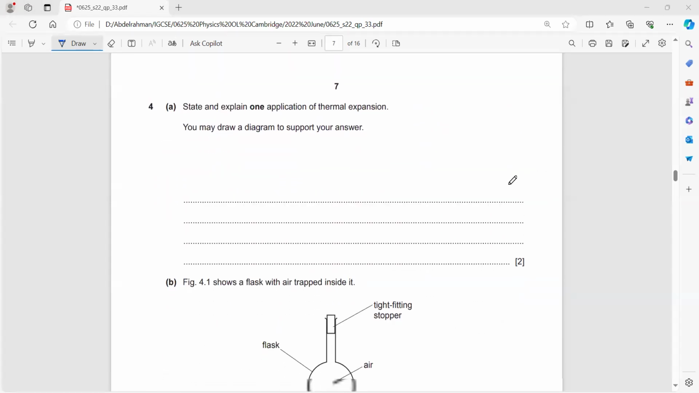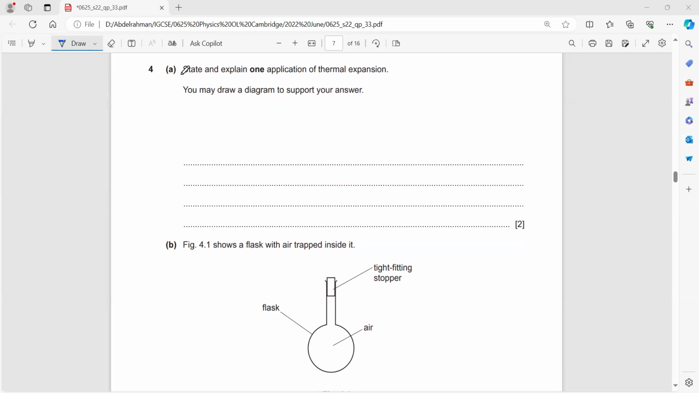Next: state and explain one application of thermal expansion. You may draw a diagram. It could be bimetallic strips or thermometers. Train tracks is not an application. Train tracks is a consequence, a disadvantage of the thermal expansion.